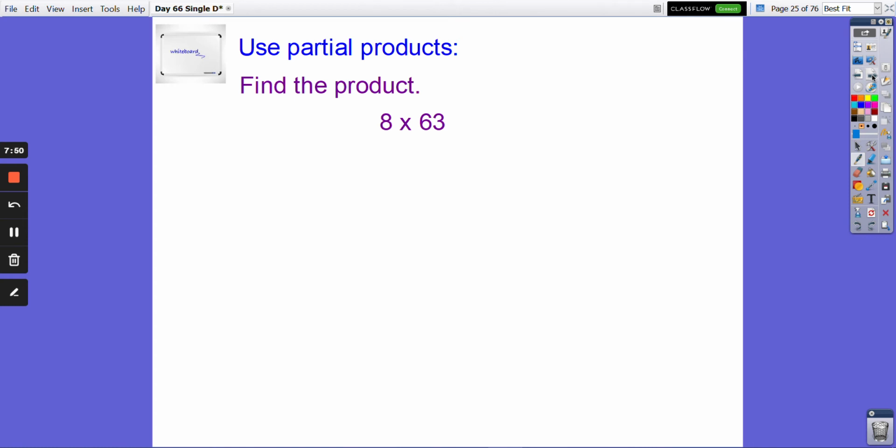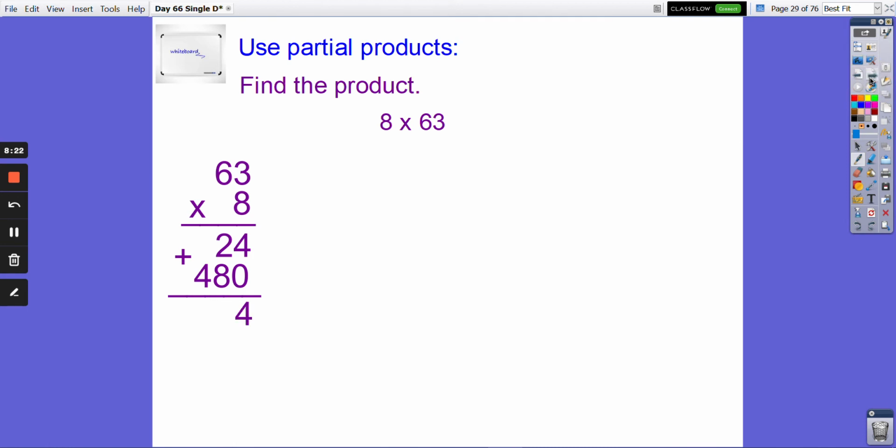Use partial products, again similar to the area model, to find the product of 8 times 63. Pause the video. Here we go. 8 times 63. 8 times 3 gives me 24. We write the whole number down for partial products. The whole thing goes underneath. 8 times 6, well, the value of that 6 is actually 60, or 6 tens. 8 times 6 gives me 48, but 8 times 60 is 480.